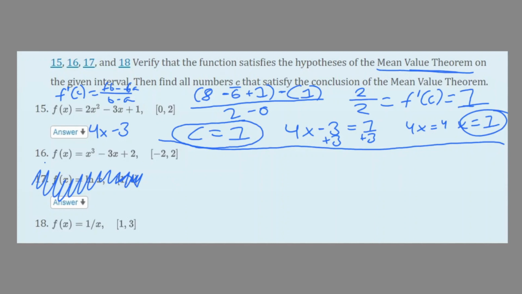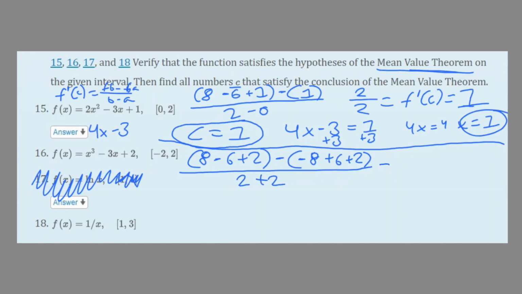So let's take a look at number 16. Number 16 is something similar. Its function f of x is equal to x cubed minus 3x plus 2. So again, we're just going to plug in for the mean value theorem equation. We're going to have 2 plugged into this, which is going to be 8 minus 6 plus 2, and then minus negative 2 plugged into here, which is going to be negative 8 plus 6 plus 2. And on the bottom, we're going to have 2 minus negative 2, which is just 2 plus 2.